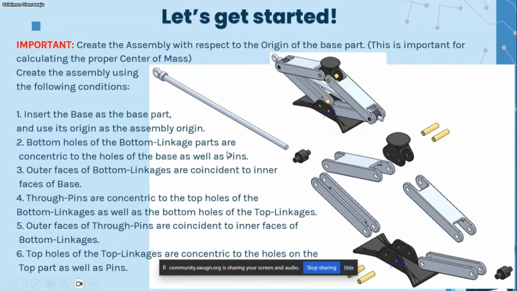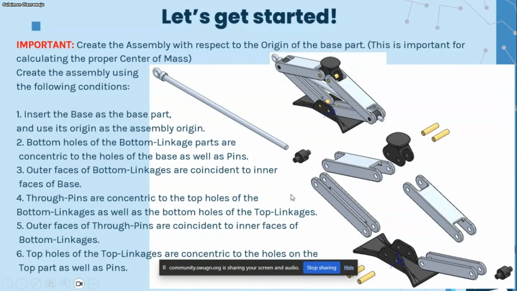So now you click on the outer face of this and the inner face of this, and they are coincident. Now number four, through pins. What are through pins? These are through pins. They are concentric to the top holes of the bottom linkages as well as the bottom holes of the top linkages. So it's telling you what to insert next into your assembly environment.